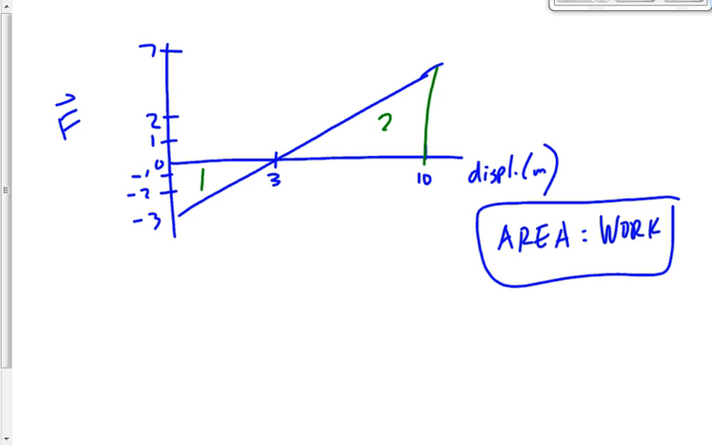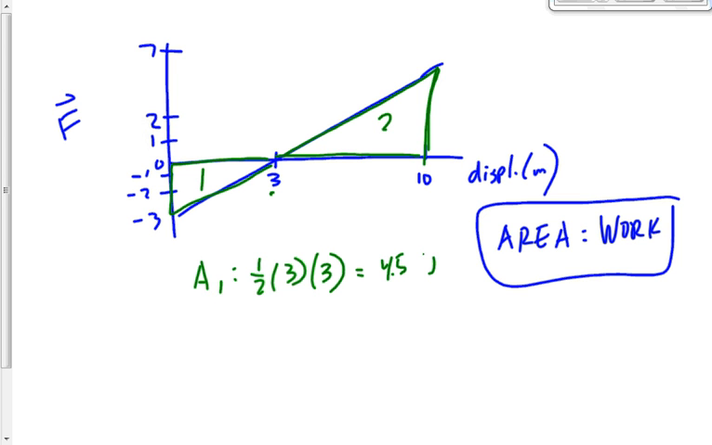There's a triangle right here, and there's a triangle right here. The area of section 1 is 1/2 of the base, which is 3, times the height, which is 3. It goes down to -3. 1/2 of base times height is going to be 4.5 joules.